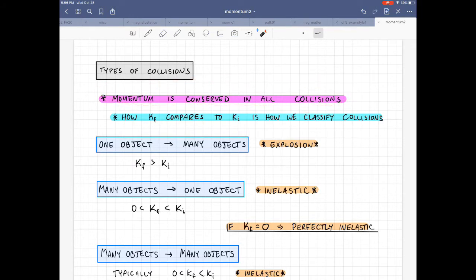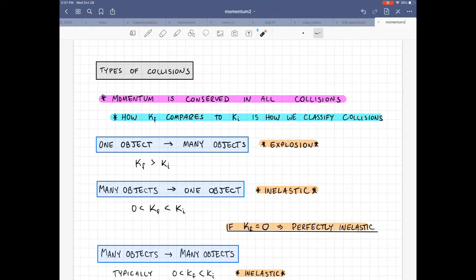Really, what distinguishes different types of collisions is what's happening with the kinetic energy, how the kinetic energy of the system before and after the collision compares. So keep in mind momentum before, momentum after. Here I'm using initial and final to represent before and after. The total momentum initial equals the total momentum final, and it's the kinetic energies and how they compare that is going to allow us to categorize the types of collisions.